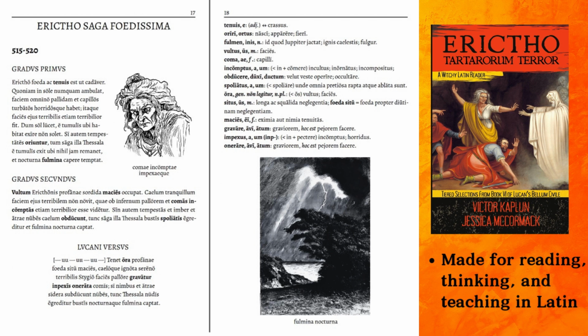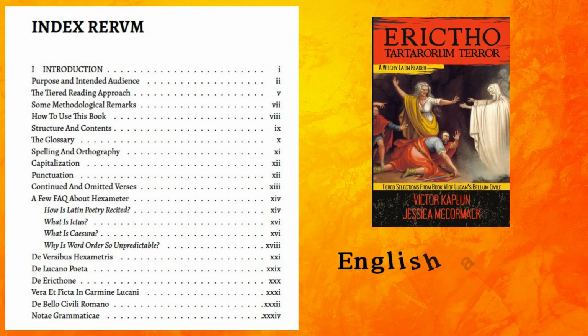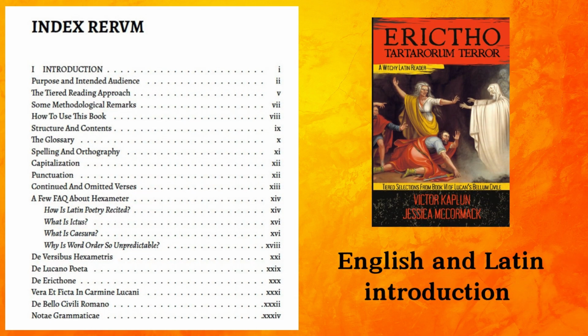But when we wrote our tiered reader about Erictho, we didn't just have students in mind. We also had instructors in mind and how this book could be used by instructors who want to teach their students Latin in Latin, who want to talk about verse and dactylic hexameter in Latin. To that end, we wrote a bilingual introduction. So part of the introduction, the first part, is in English. And it does answer some really useful questions for you if you're trying to move past just the basic understanding of dactylic hexameter, discussion about caesura, the ictus, and some matters of word order.